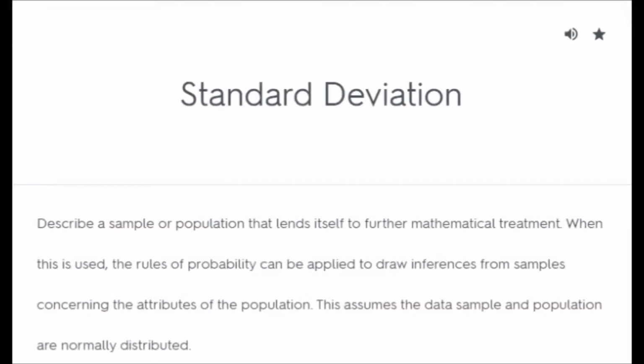Standard deviation. Describe a sample or a population that lends itself to further mathematical treatment. When this is used, the rules of probability can be applied to draw inferences from samples concerning the attributes of the population. This assumes the data sample and population are normally distributed.